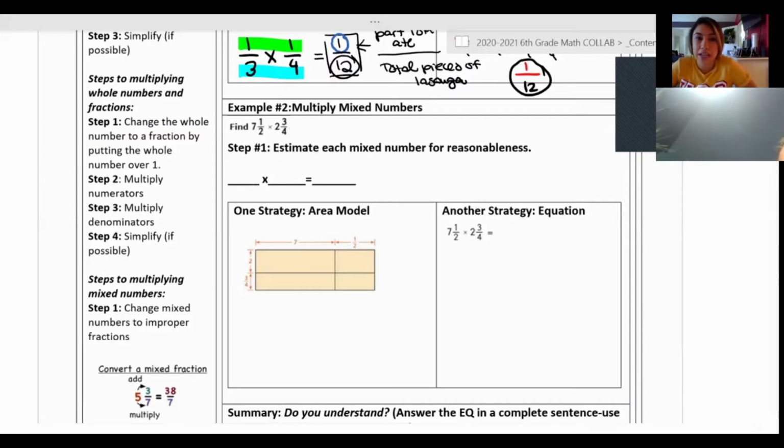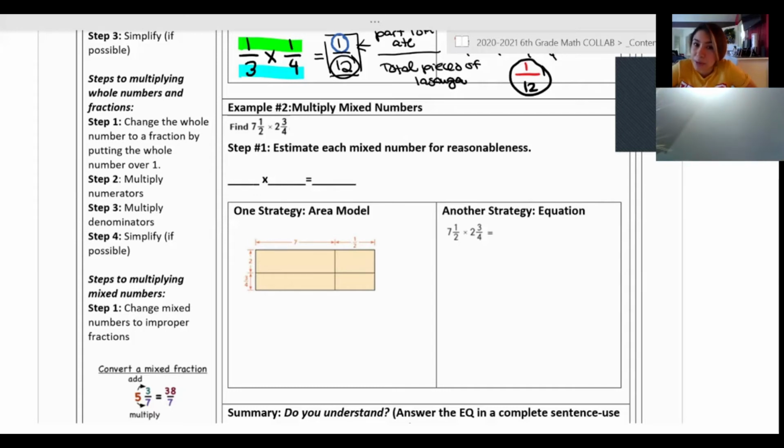All right, you guys, let's go into example number 2. We're going to do the example and then we'll talk about what the steps are on the side. This way we're not jumping around too much. So we're multiplying mixed numbers, all right? So we're going to find 7 1/2 multiplied by 2 3/4.